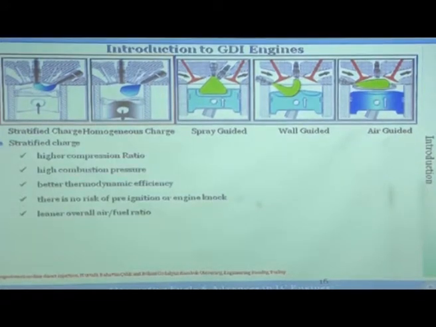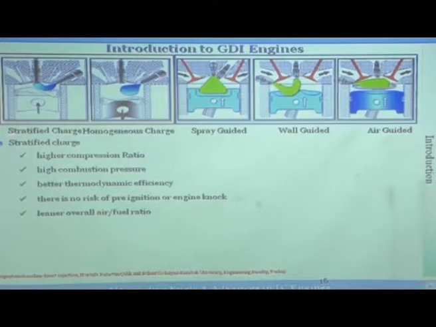So, since you are using stratified charge, you can use higher compression ratios, you can use higher combustion pressures, you have better thermodynamic efficiency. There is no risk of knocking, because knocking takes place mostly in the stoichiometric mixture. Here in GDI engine, either you have richer mixture or you have leaner mixture, you do not have stoichiometric mixture, and therefore, there is no risk of knocking. And overall, you are using overall air fuel ratio, which is lean.